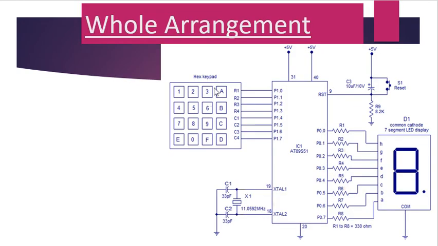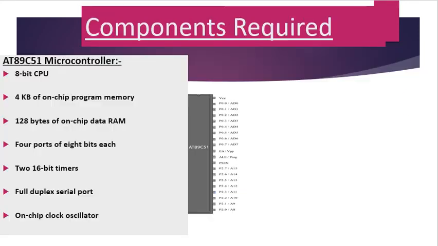Whole arrangement. This is the 8051 microcontroller, these are the ports of the 8051 microcontroller, here is the hex keypad, and here is the 7 segment display. As we all know, the 8051 microcontroller contains an 8-bit CPU, 4 KB of on-chip program memory, 128 bytes of on-chip data RAM, 4 ports of 8 bits each, 2 16-bit timers, a full duplex serial port, and an on-chip clock oscillator.